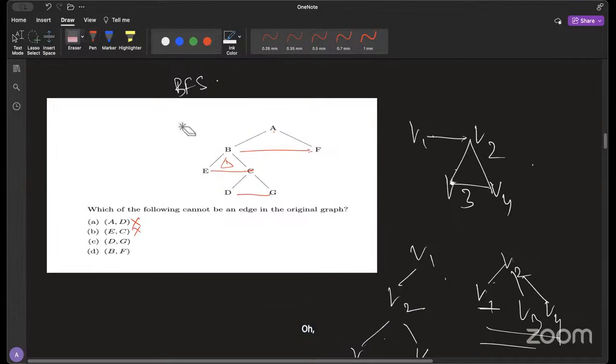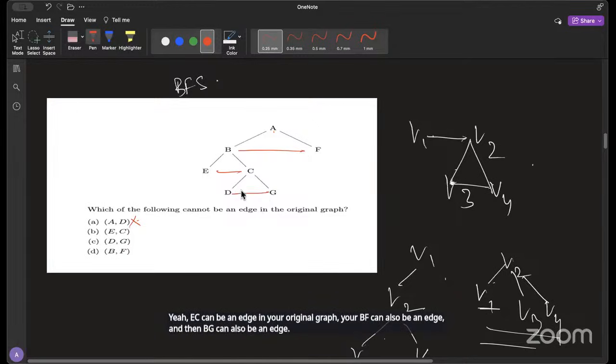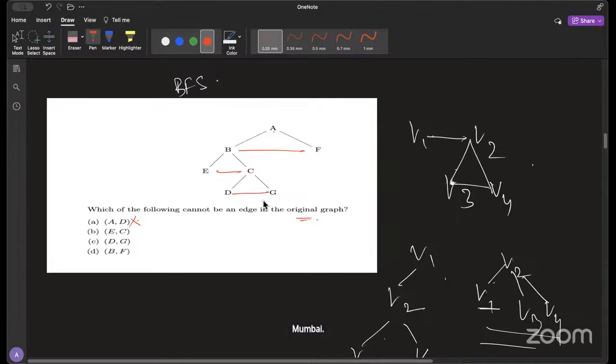Oh yeah, we were talking about, sorry, I was thinking about something else. It is BFS. It's a BFS thing. So yeah, EC can be an edge because we're talking about the original graph, right? Your BF can also be an edge, and DG can also be an edge in the original graph. Because we're talking about the original graph, right?